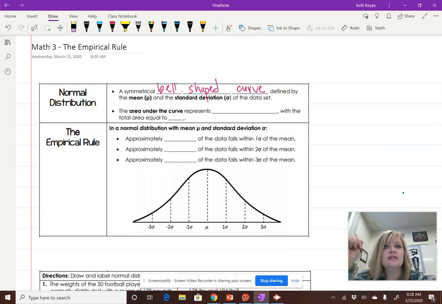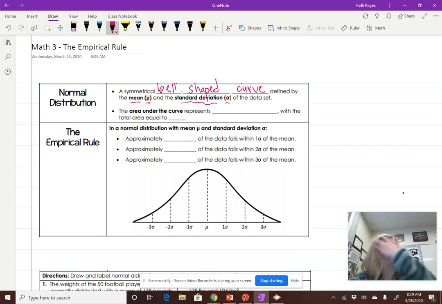Anyhow, we know that it's symmetric, and we know it's shaped like a bell. That's like the nickname of it. And it's defined by the mean or the average, which is denoted by this Greek letter mu. Yes, I just said mu, not meow, not moo, mu. It is a Greek letter because Greeks just love math, you know. And the standard deviation, sigma. That's the Greek letter sigma.